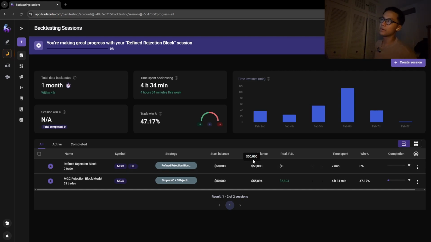In this video I'm backtesting the same rejection block strategy that we were backtesting last week. This time it's going to be more refined, but before we get on to the refined model, I'll show you guys the results of 2 months of backtesting of the previous model over here on TradeZeller. So let's see.